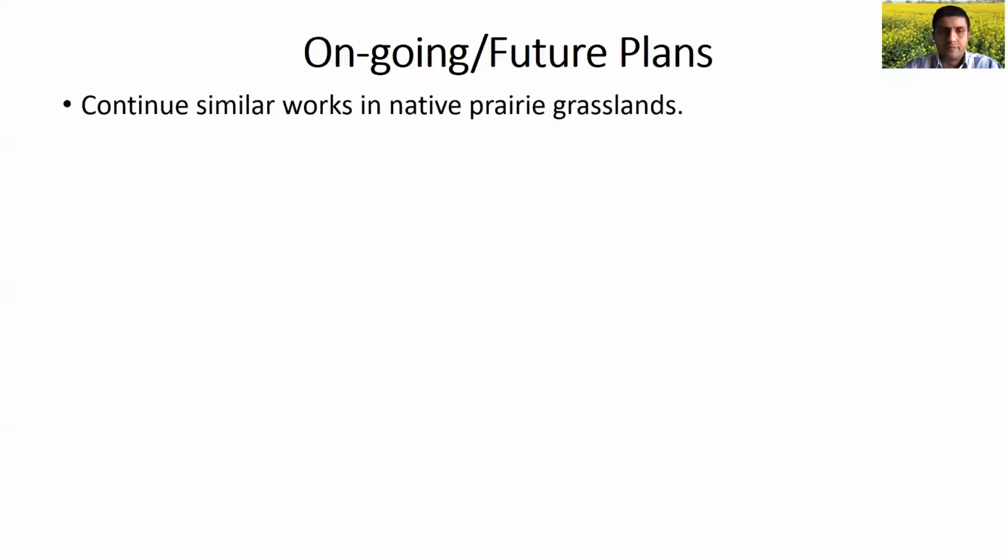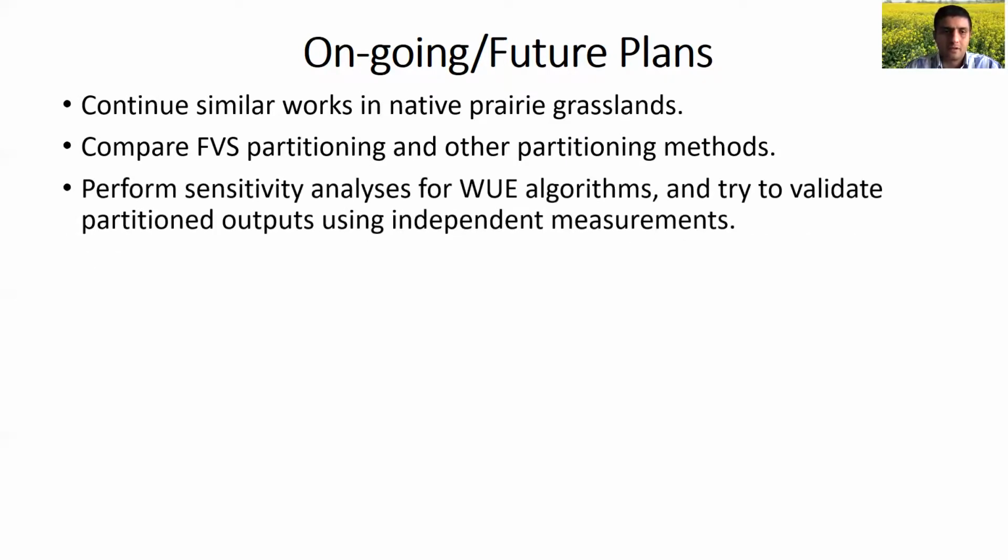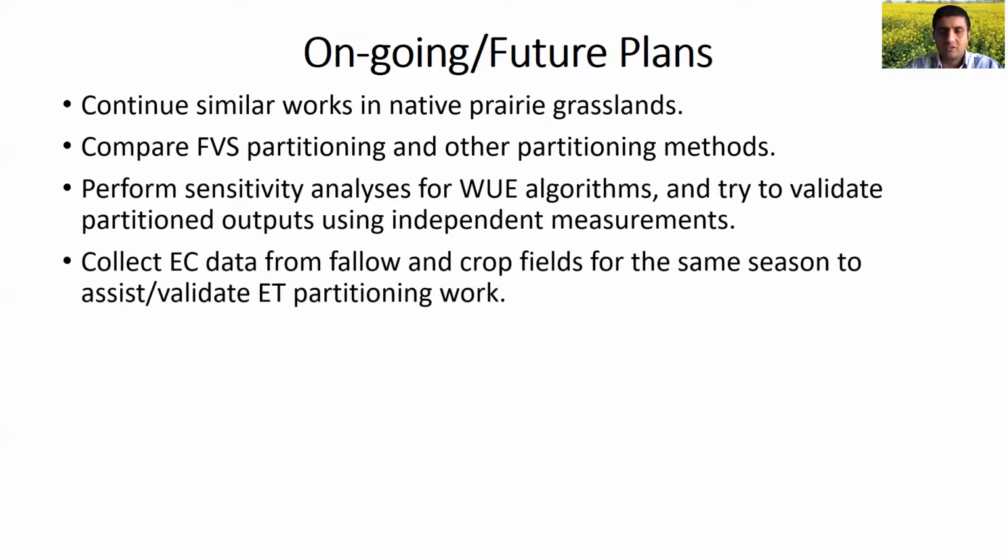And then also planning to continue similar work in native prairie grassland for the entire year, to see how that ET partitioning looks over 12 months. And compare FVS partitioning and other partitioning methods. Perform sensitivity analysis for water use efficiency algorithms and try to validate partition output using independent measurements. Collect eddy covariance data from fallow and crop fields for the same season to assist or validate ET partitioning work.